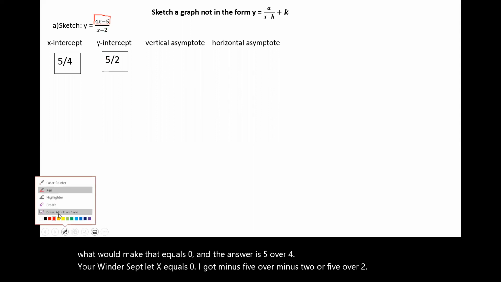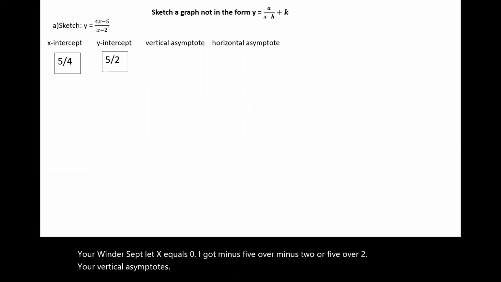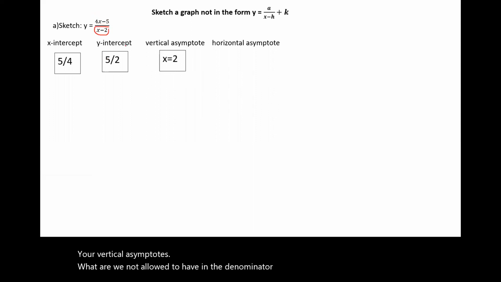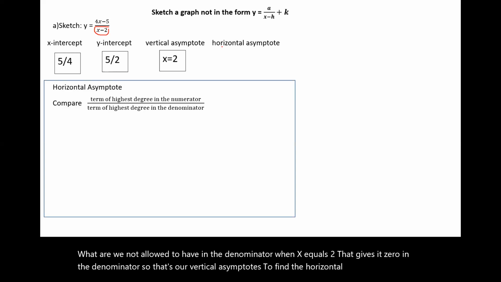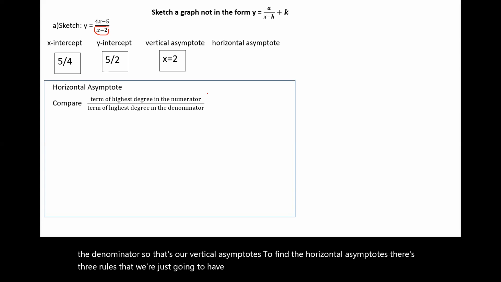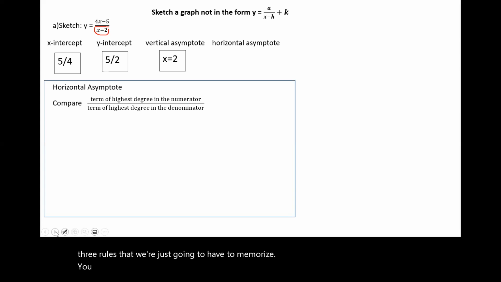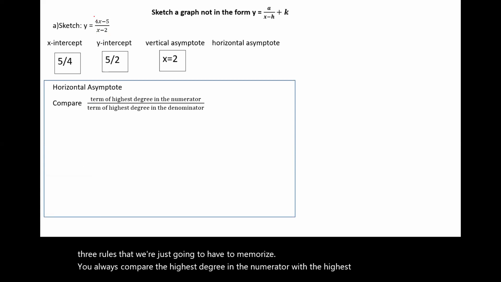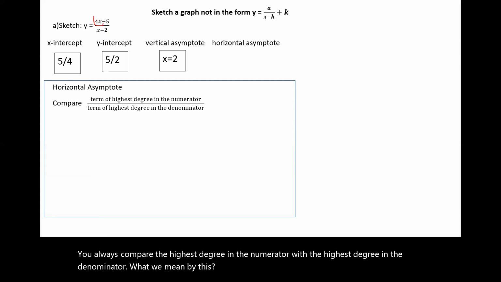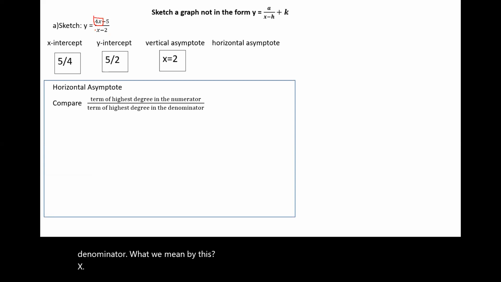Your vertical asymptote, what are we not allowed to have in the denominator? When x equals 2, that gives us 0 in the denominator, so that's our vertical asymptote. To find the horizontal asymptote, there's 3 rules that we're just going to have to memorize. You always compare the highest degree in the numerator with the highest degree in the denominator. What we mean by this, in the numerator the largest exponent of x is 1, and in the denominator it's also 1. So we're comparing those two terms.